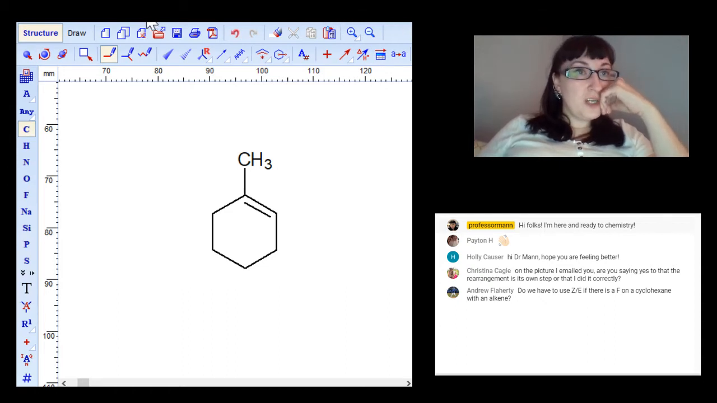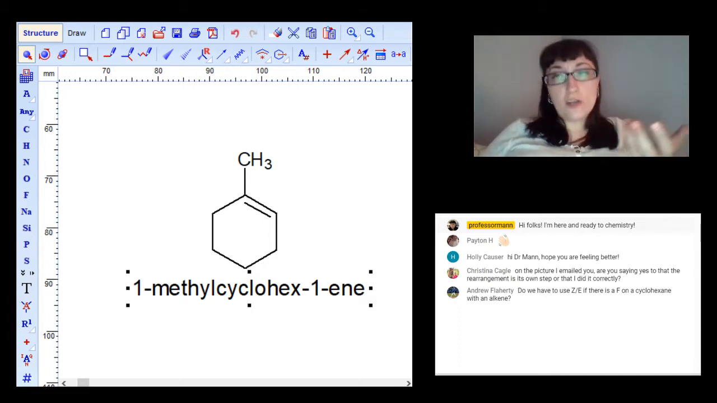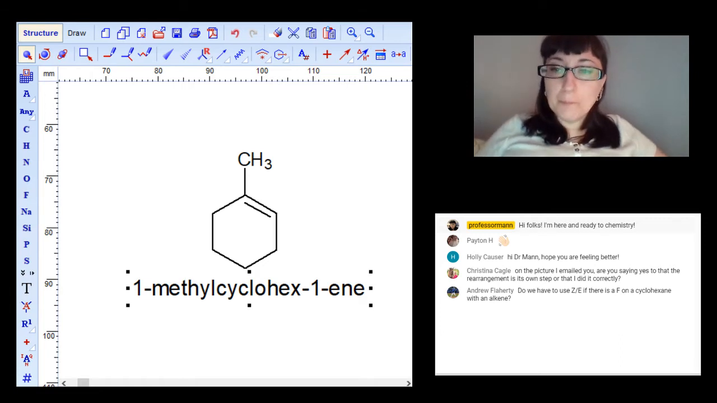So if you, for example, take this and let me do the generate name for structure thing. Notice it doesn't put any stereochemistry on there, because there's no way it could have options, basically. I hope that makes sense.